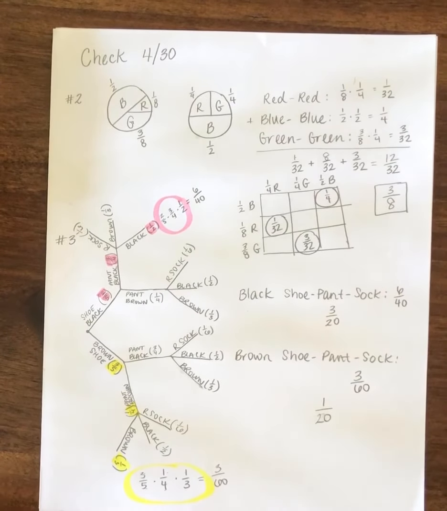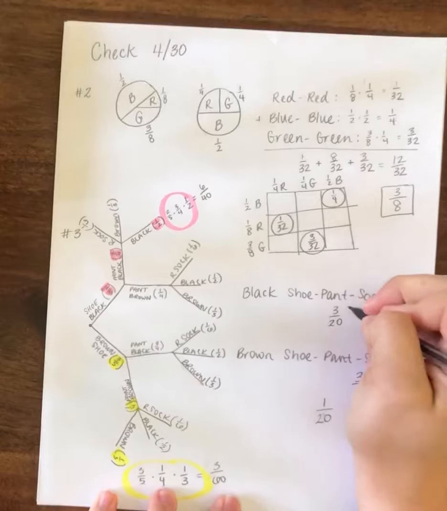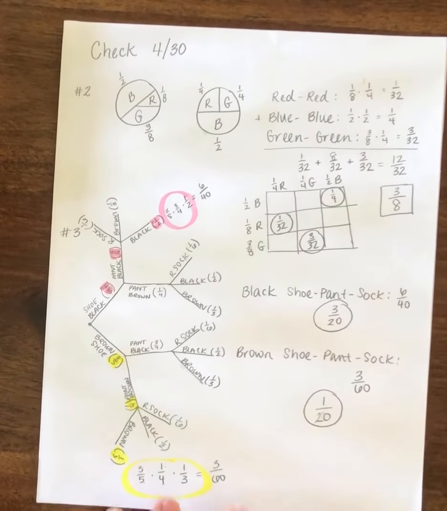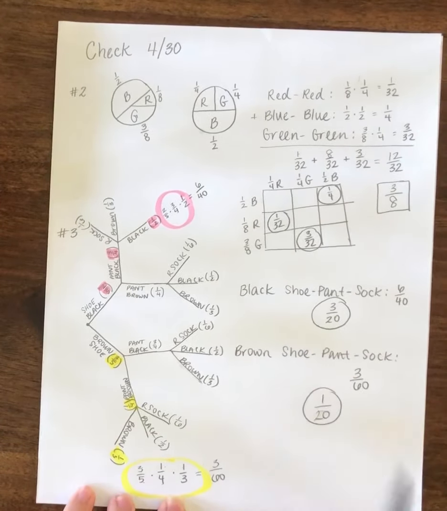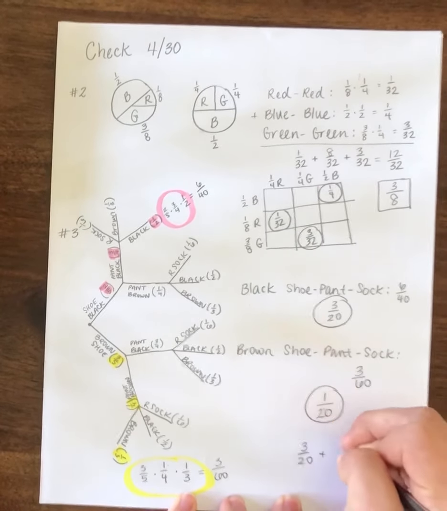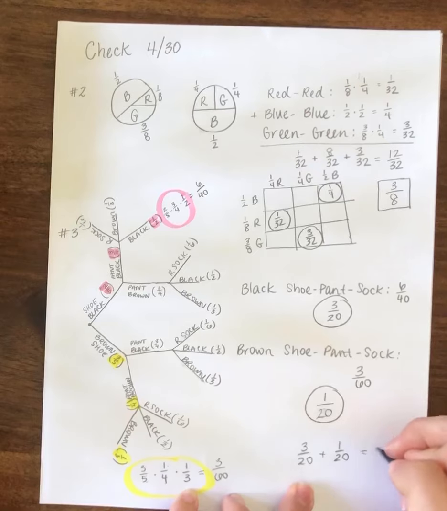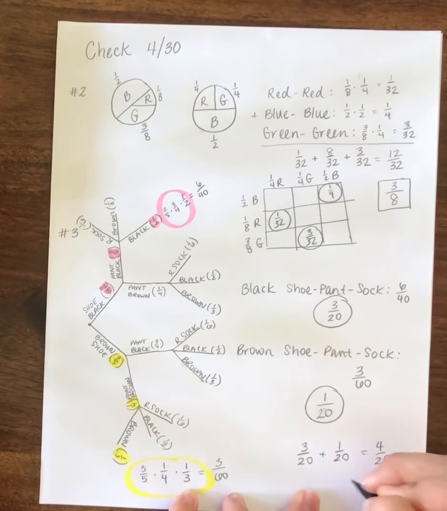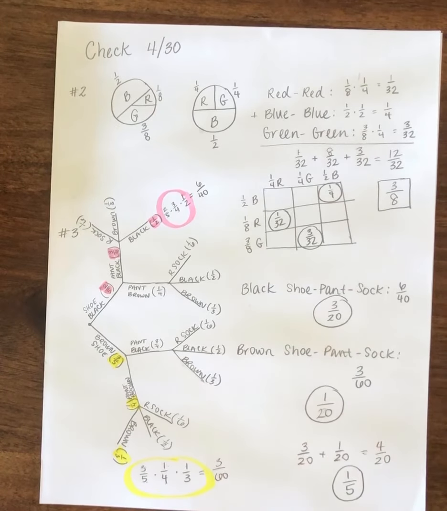Now, I want the possibility of both these events occurring, so I'm going to add these two: the probability of wearing all black, and the probability of wearing all brown. So 3/20 plus 1/20 would be 4/20, or a 1 out of 5 that all items would be the same color. I really hope that helps to clarify some of your issues.